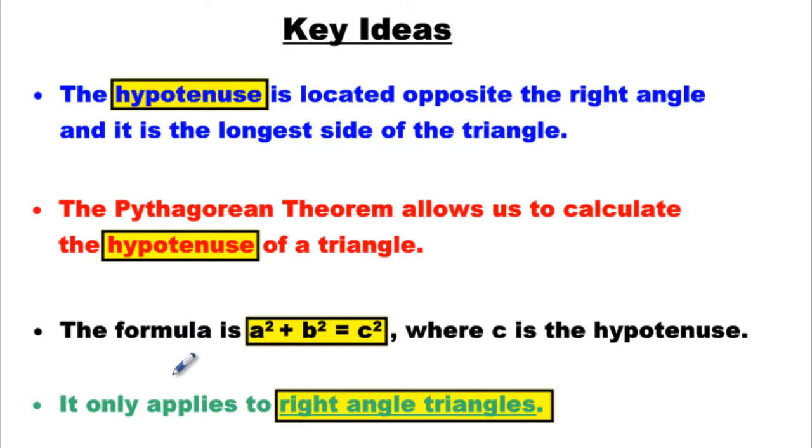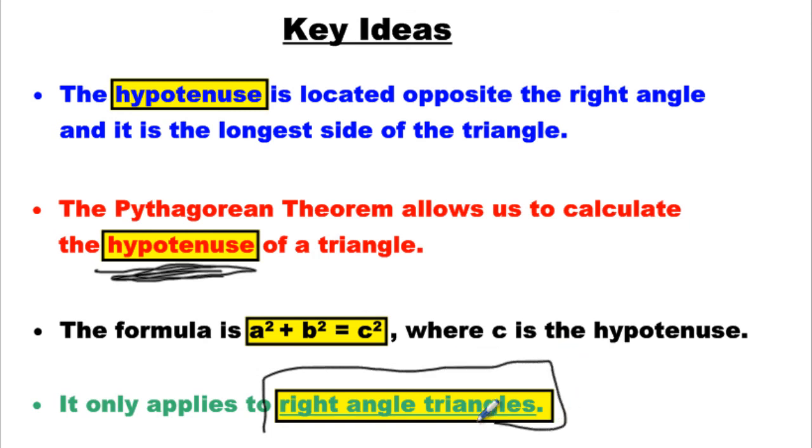That almost takes us to the end. Some key ideas. The hypotenuse is located opposite the right angle, and it's the longest side of the triangle. So remember that. The Pythagorean Theorem allows us to calculate the hypotenuse. That's the whole purpose of this. The formula is right here. And I think maybe the most important part is you can only use it on right angled triangles. And that pretty much sums up this lesson, ladies and gentlemen.